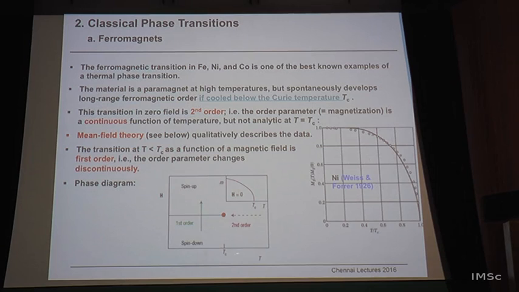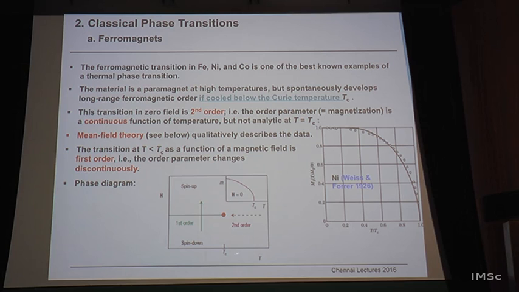And in order to do so, let's go back quite a bit and just review a few very basic properties of ferromagnetic phase transitions. Before we talk about quantum ferromagnets, let's talk about classical ones for a while. So of course, the ferromagnetic phase transition is one of the best known examples of thermal continuous or second order phase transitions, due to iron, nickel, and cobalt, and that's been known since ancient times.